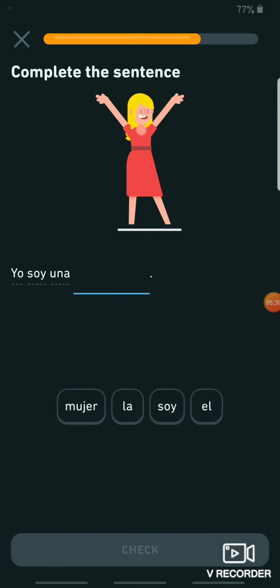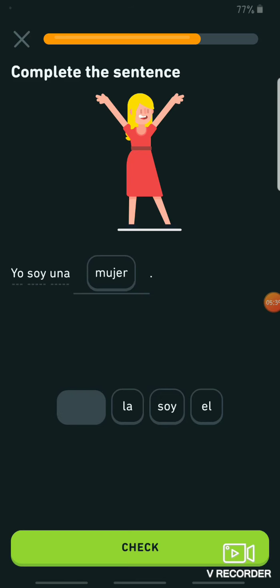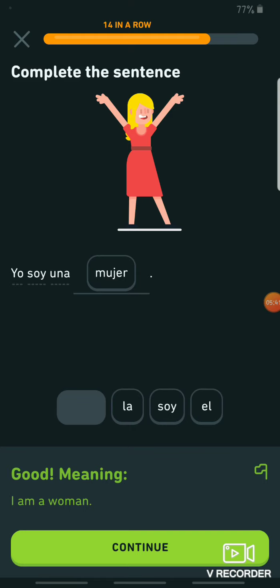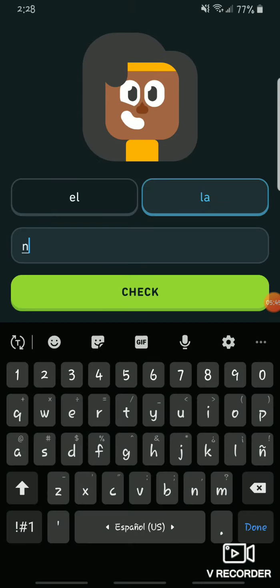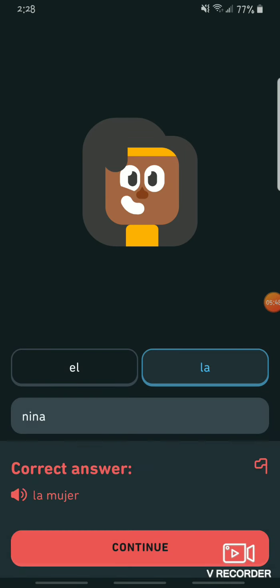Everyone get your water in. It's good for you. You need water more than you need food, actually. Yo soy una mujer. Mujer. The woman. Be proud to be La niña. That's right. Be proud to be a woman.